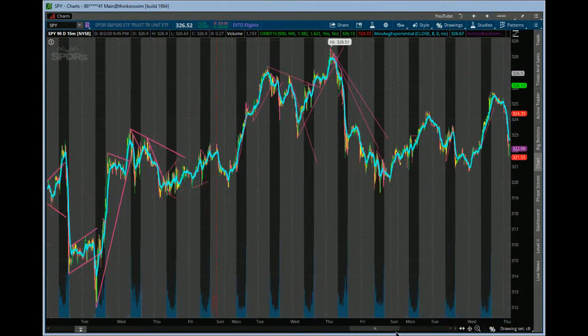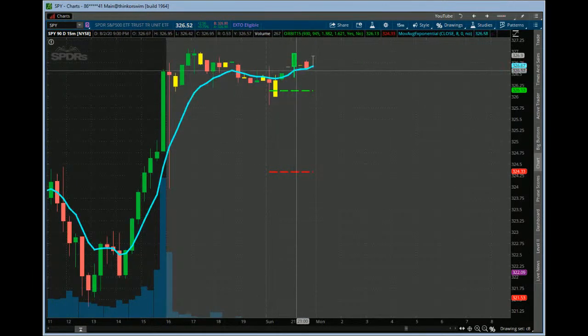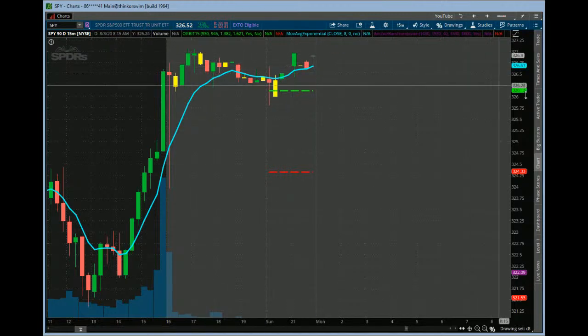Where are we? Goodness gracious, that's big. We're right in this range right here, so it's kind of playing along with the futures right now. It's trying to work its way up here, a possible push over 330.